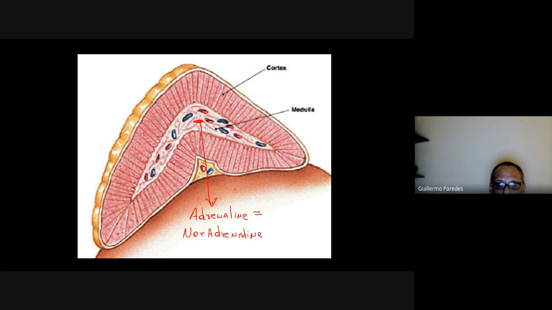The adrenaline is exactly the same as the epinephrine. And noradrenaline is the same as norepinephrine. Okay? All right, so adrenaline or epinephrine and noradrenaline or norepinephrine are going to be called by the big umbrella name, catecholamines. Don't tell me I didn't tell you. You're going to see that in the exam. Catecholamines.